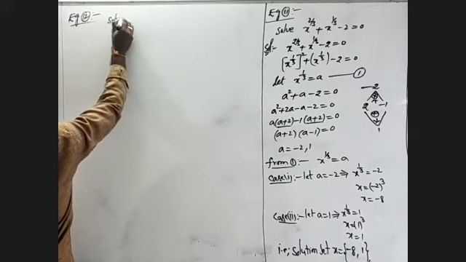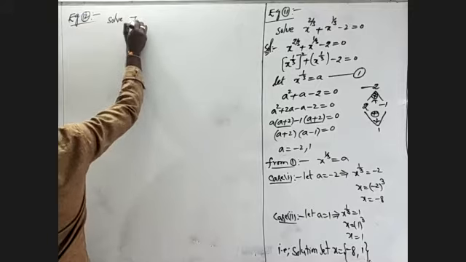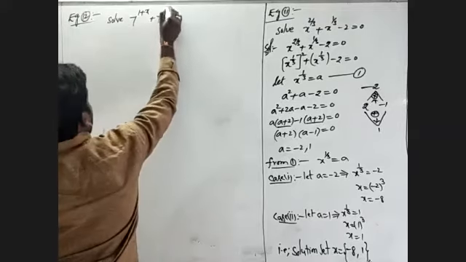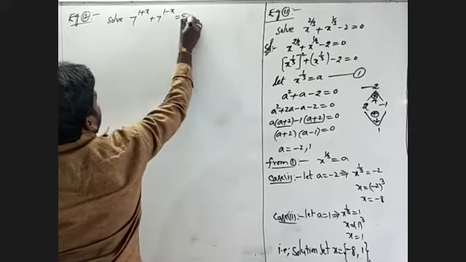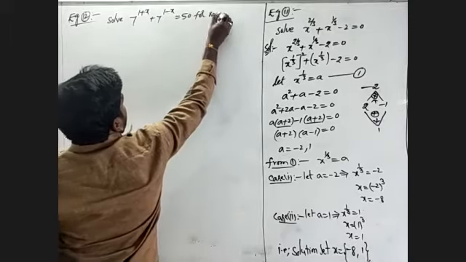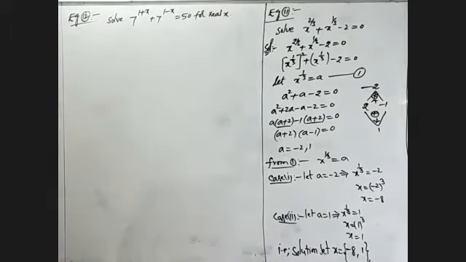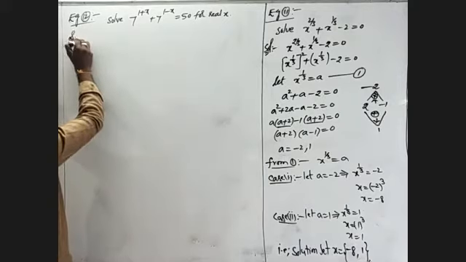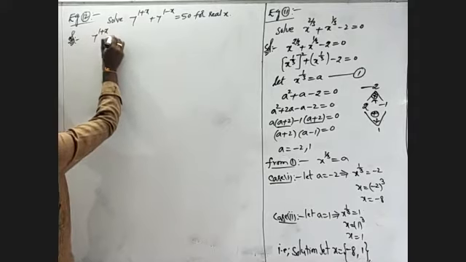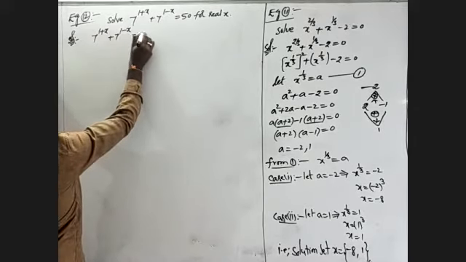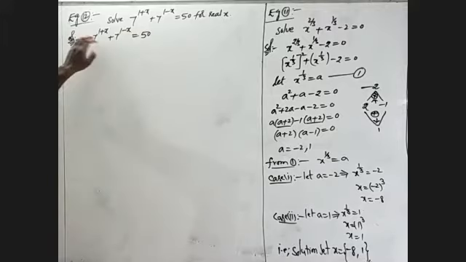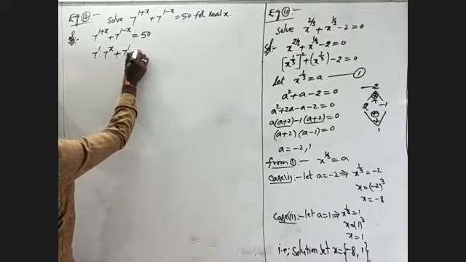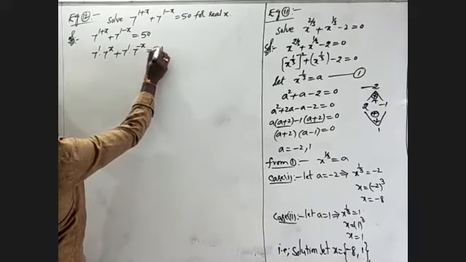Solve 7 power 1 plus x plus 7 power 1 minus x is equal to 50 for real x. Okay, how to solve this problem? What is given? 7 power 1 plus x plus 7 power 1 minus x is equal to 50. The given one can be written as 7 power 1 into 7 power x plus 7 power 1 into 7 power minus x is equal to 50.